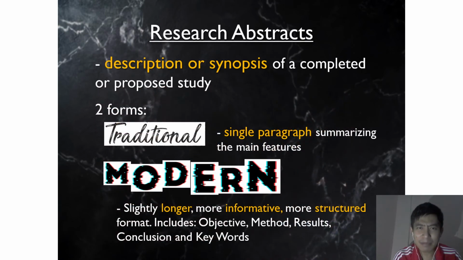So the research abstract is the synopsis or the summary of the completed study or proposed study. We have 2 forms. We have the traditional, a single paragraph summarizing the main features, and the modern, which is slightly longer, more informative, and more structured. It includes objectives, methods, results, conclusion, and the keywords. So now, more journals and articles are using the modern technique of doing an abstract. So it's an IMRaD format: introduction, methods, results, and discussion.